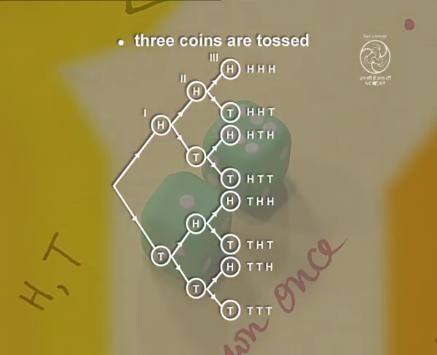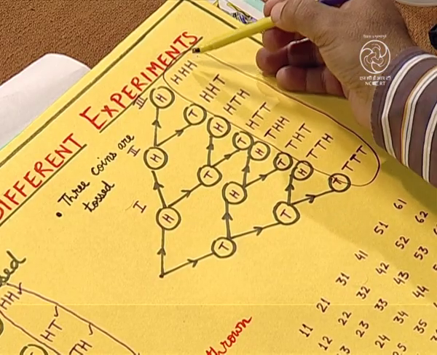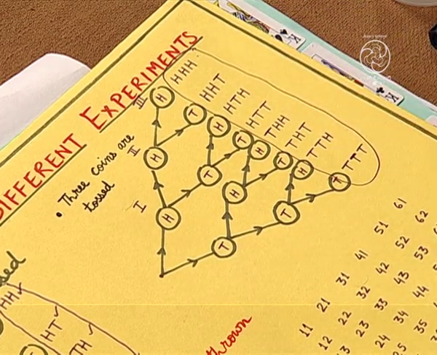head, the second outcome will be head, head, tail, the third outcome will be head, tail, head, the fourth outcome is head, tail, tail, the next outcome will be tail, head, head, and then tail, head, tail, and tail, tail, head, and finally tail, tail, tail. So again, these 8 constitute the sample space, and each one of them is an outcome.